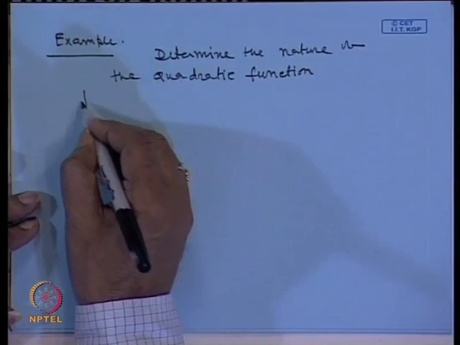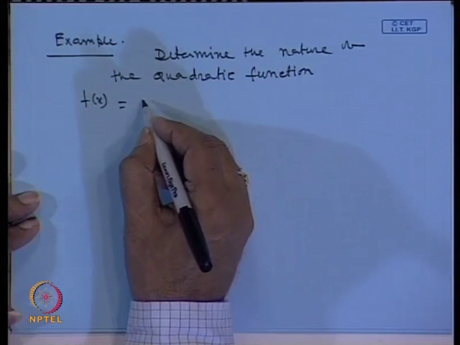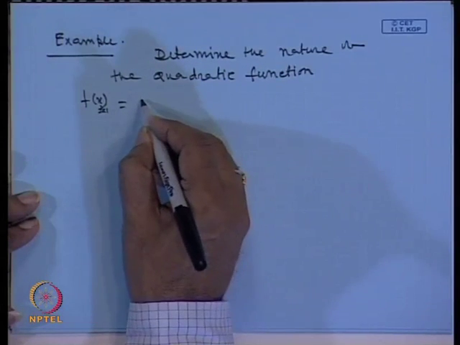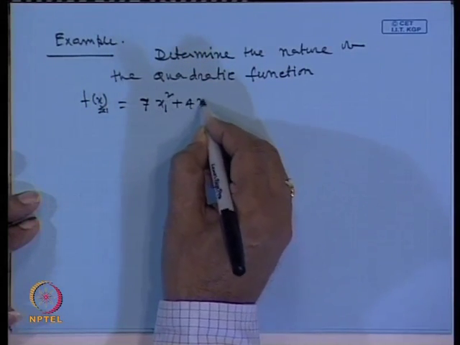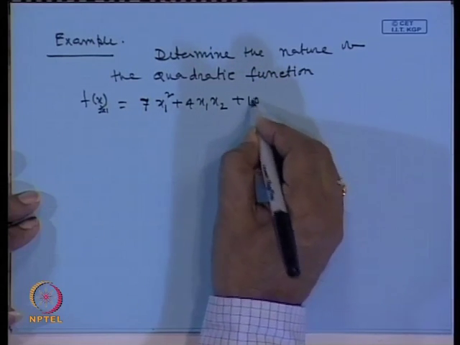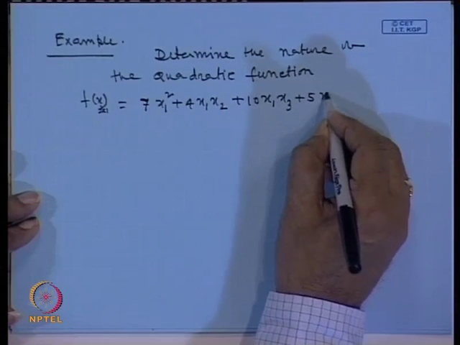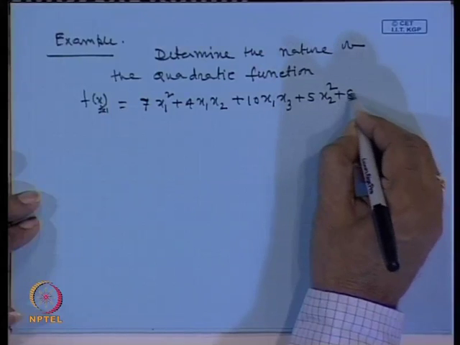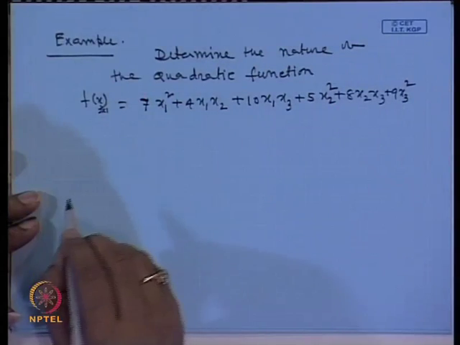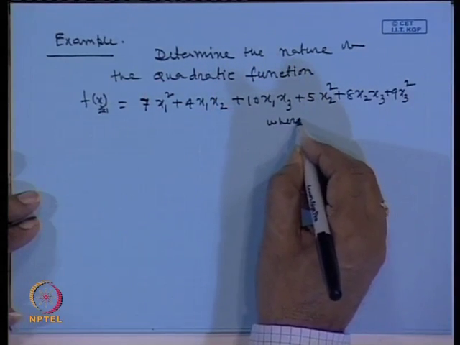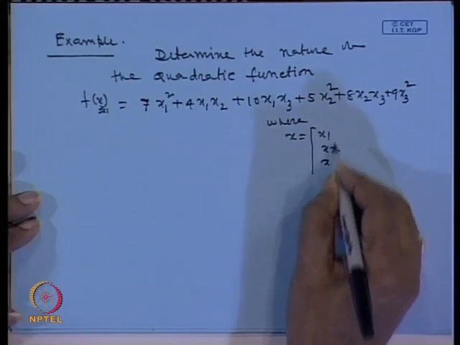So, that function is given once again. I can write it in this general form, which is a function of three variables x. So, the dimension is 3. V(x) equals 7 x1 square plus 4 x1 x2 plus 10 x1 x3 plus 5 x2 square plus 8 x2 x3 plus 9 x3 square, where we have considered x is a vector consisting of x1, x2 and x3.